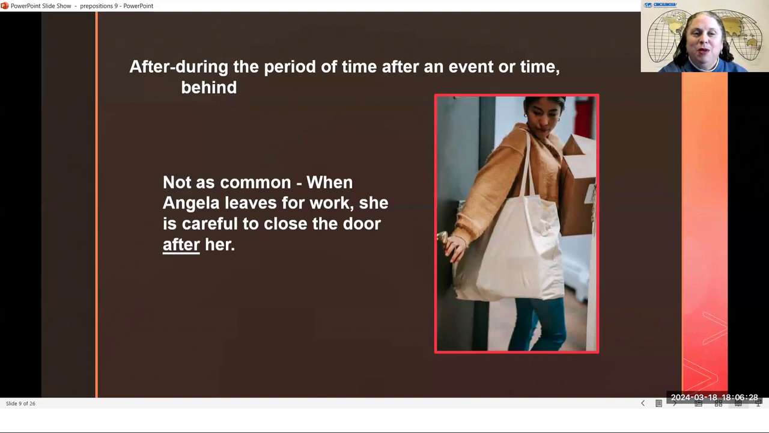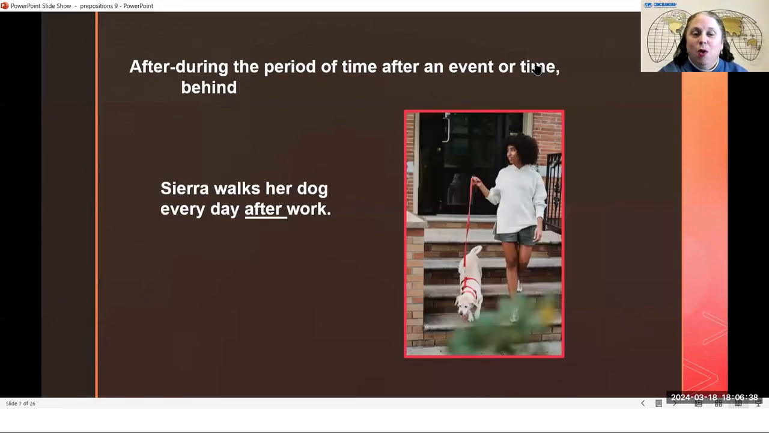The most common uses of after is something that is happening during a period of time after an event or after a time, like walking your dog after work or walking your dog after 6 p.m. Those are the common uses for the word after.